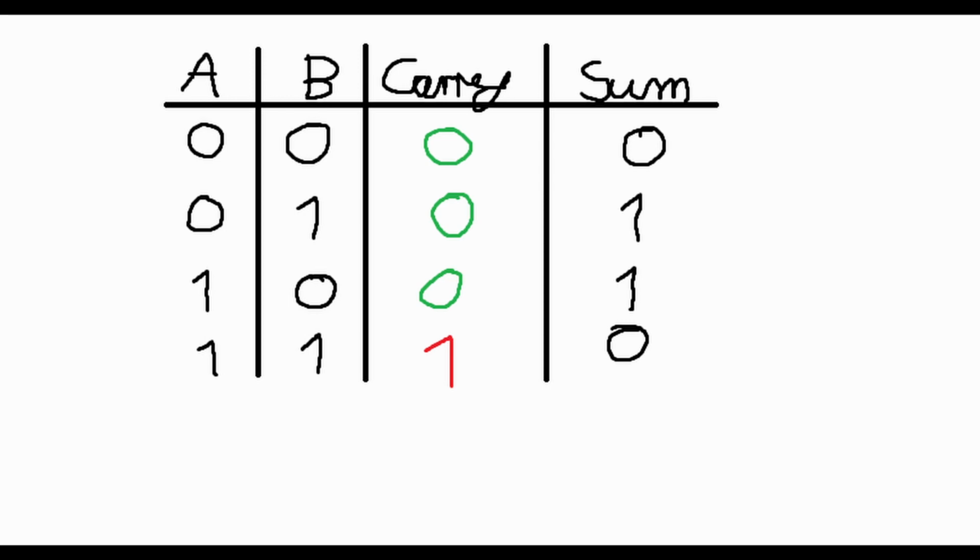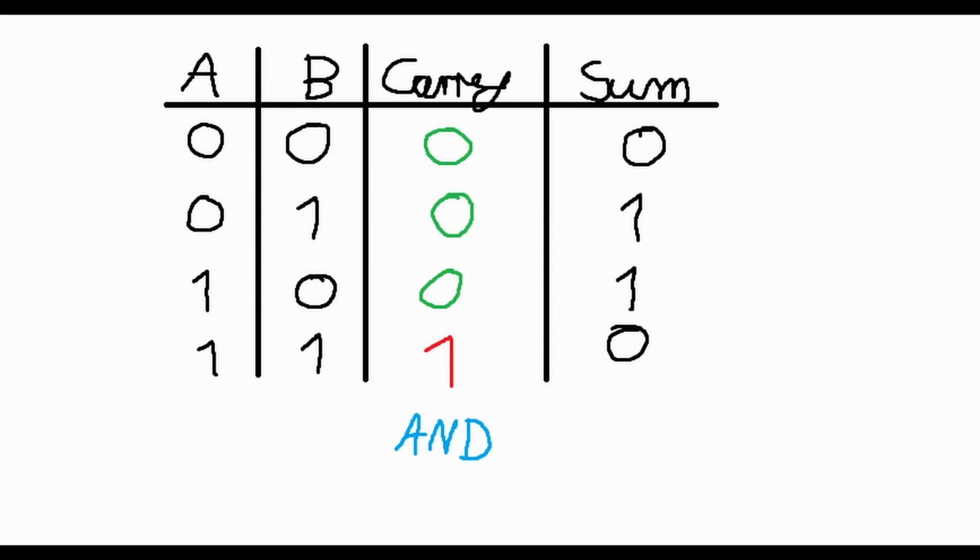Let's have a deeper look at the outputs. Let's start with the carry. As we can see here, the carry is only 1 if both of the inputs are 1. That's interesting. If you remember last episode, that sounds a lot like the AND gate, because only if both inputs are on, then the output turns on as well.